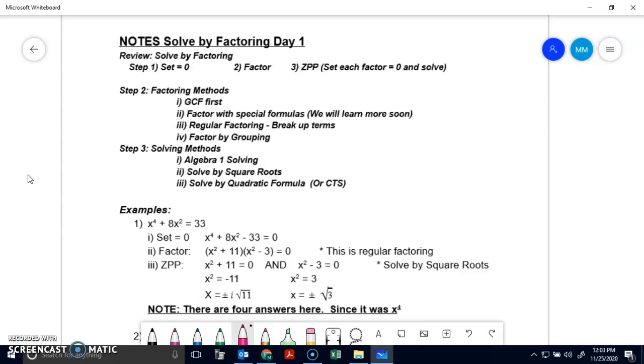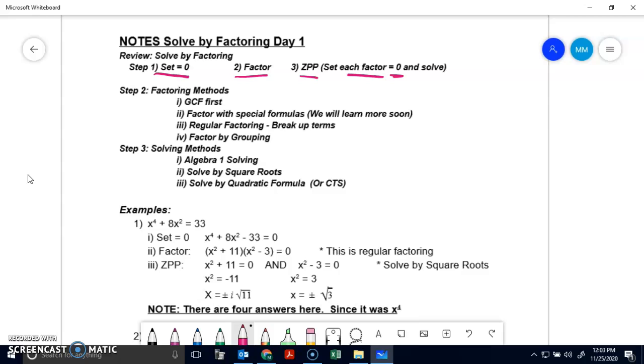So a quick review. How do we solve by factoring? We've learned this before. We start by setting it equal to 0. So if the equation's not equal to 0, we get it equal to 0. Then we factor, and then we use the zero product property, which means we set each factor equal to 0 separately. It's the mini equations.